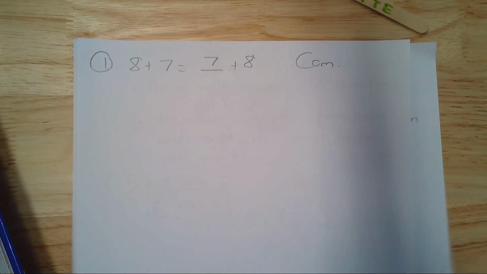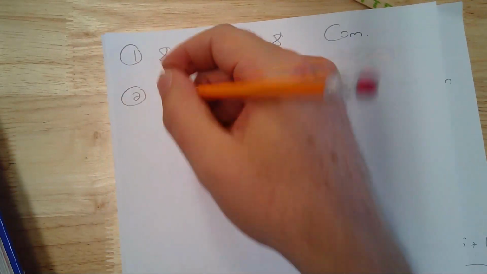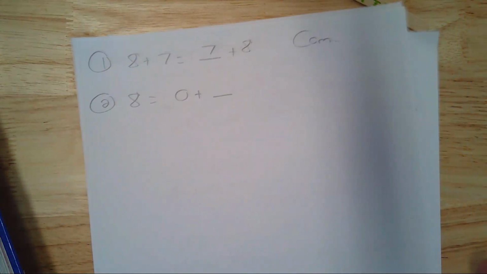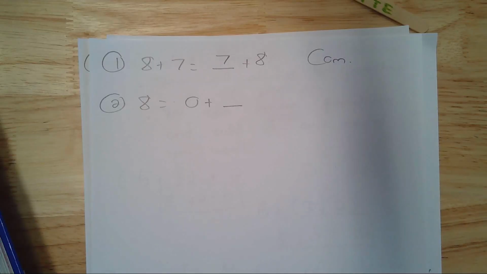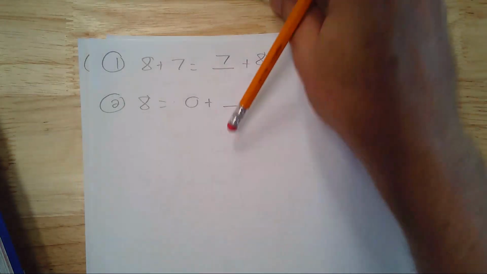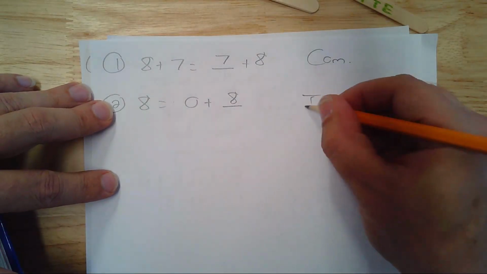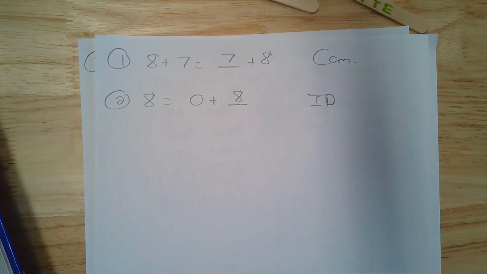All right, number 2. 8 equals 0 plus what? Give you a moment here. Number 2, 8 equals 0 plus what? So what am I missing in the box? Which of the 3 properties does this represent? Canaan. Missing an 8, and it's the identity property. Right. Anything plus 0 is itself.